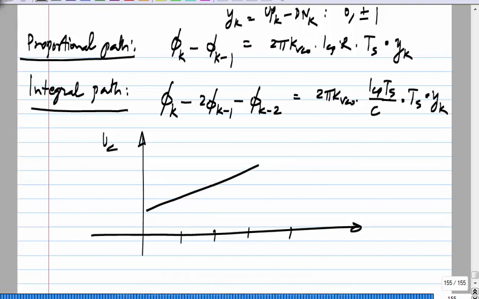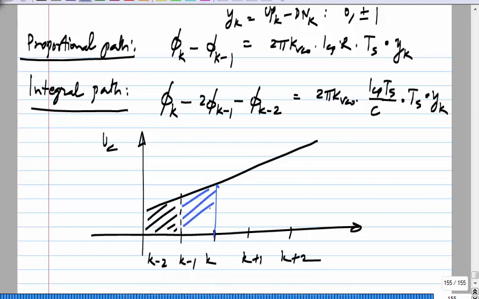So the difference between this green area and the blue area equals that rectangle, which is the same as the shaded blue rectangle. Okay. And the area of either of these rectangles equals the slope, which is ICP by C, times the duration, which is TS, times the width, which is TS. Okay. This is the height of the rectangle, and that's the width of the rectangle. Okay.